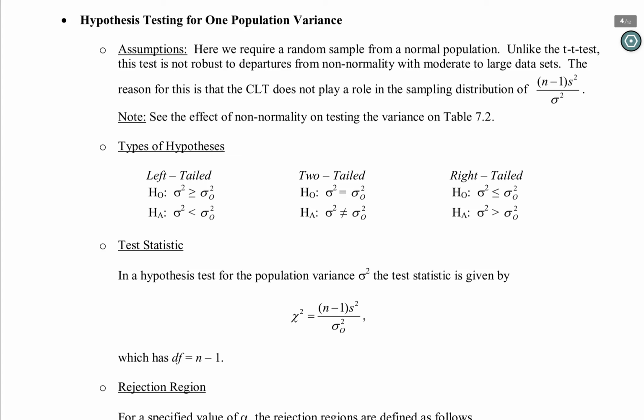Okay. So the kinds of hypotheses that we can test here, similar to what we've done with a population mean, are these: we can test to see if the population variance is less than some specified value sigma naught squared. We can test to see if it's greater than some specified value sigma naught squared. We can also test to see if it's different. So we have these familiar testing scenarios.